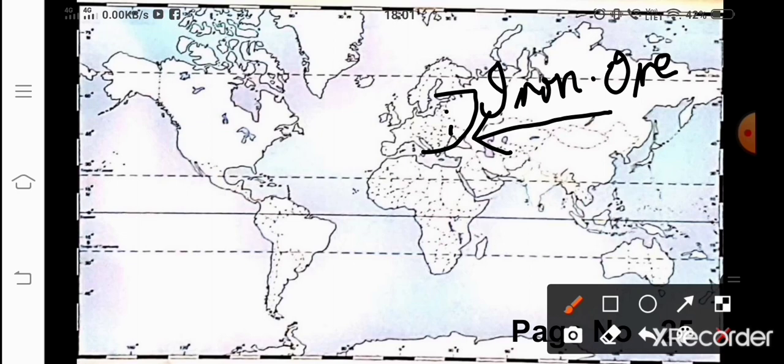Okay, now the second one that we are going to locate here is copper producing region in Africa, right? Now in Africa you can plot any place where you feel the copper is produced. Okay, so I am marking it here in South Africa. I'll mark it as 2, and on that I'm going to write copper.